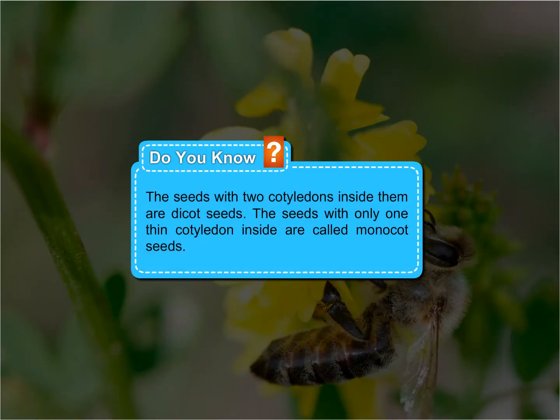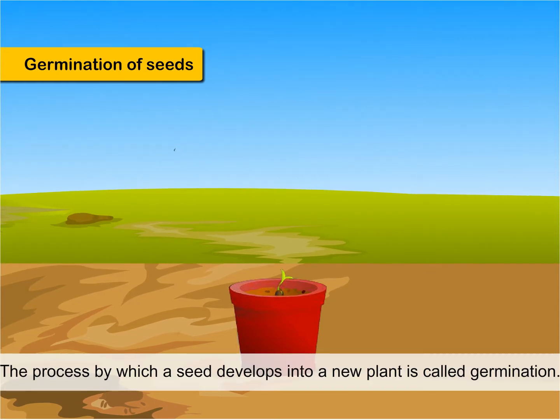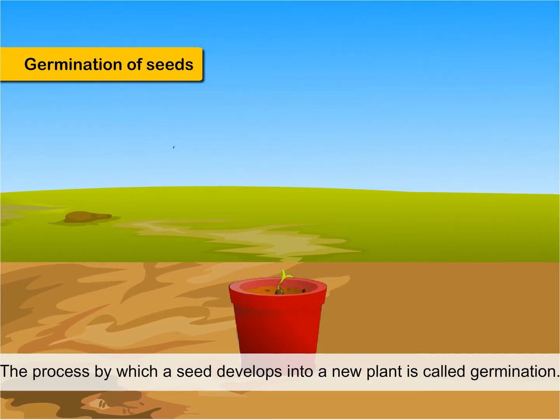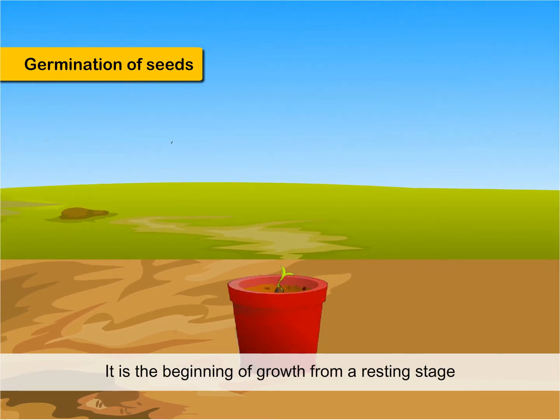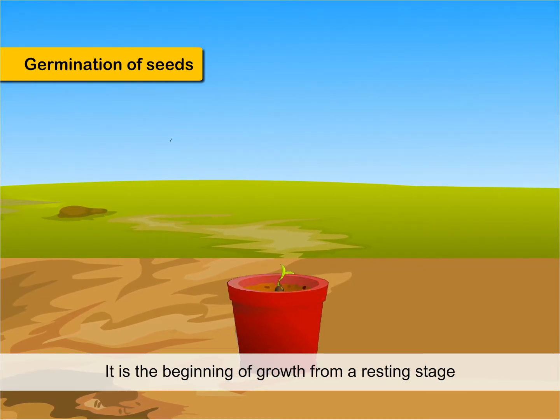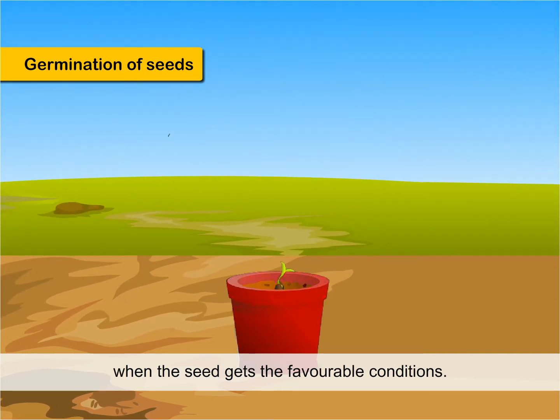Do you know? The seeds with 2 cotyledons inside them are dicot seeds. The seeds with only one thin cotyledon inside are called monocot seeds. Germination of seeds. The process by which a seed develops into a new plant is called germination. It is the beginning of growth from a resting stage when the seed gets the favorable conditions.